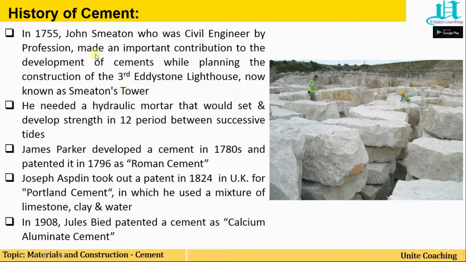He needed a cement that would set and give strength within a 12-hour period, because there were successive tides there. Then James Parker came. He introduced one cement as Roman cement. He patented that also in 1796. Then Joseph Aspdin came. He patented it in 1824, and the name of the cement was Portland cement, and it is one of the most famous cements nowadays also. And in 1908 Jules Bied patented one cement as calcium aluminate cement.